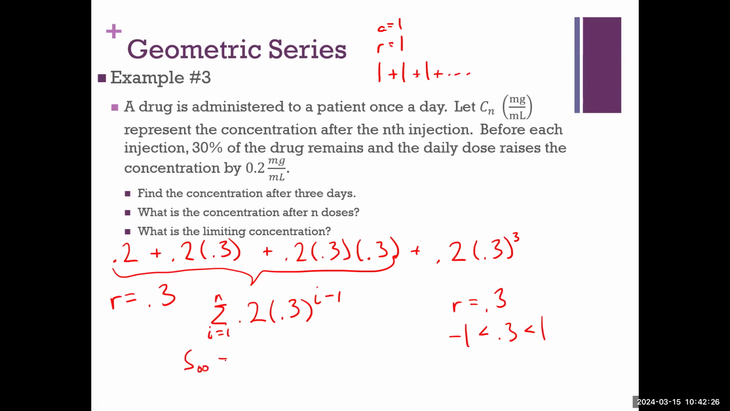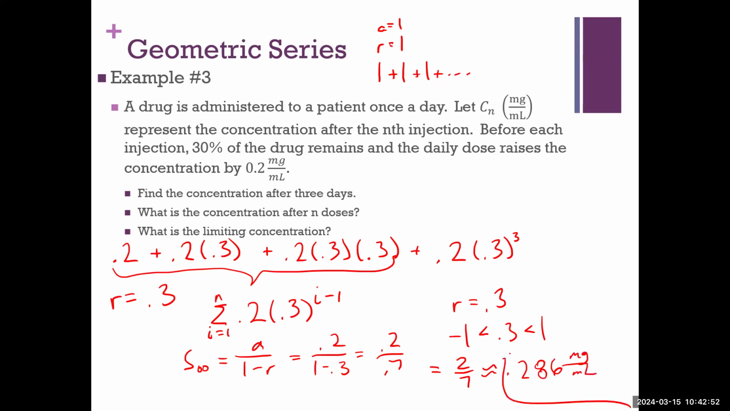How do I find that limit? a over 1 minus r. What's my a? 0.2 over 0.7, which is 2/7, or 0.286 milligrams per milliliter. How are we doing? Okay.